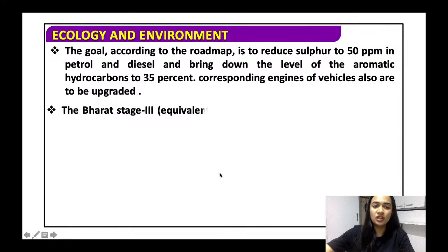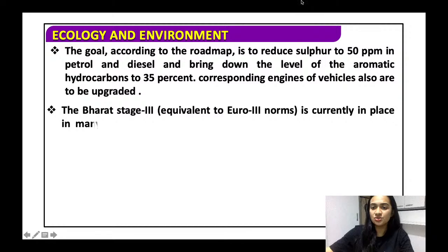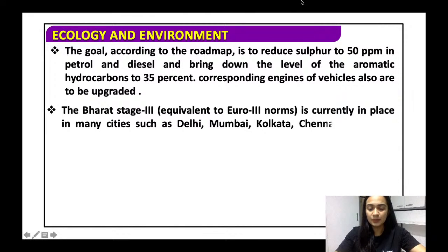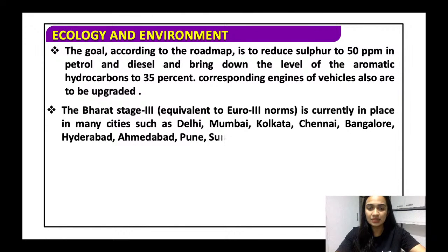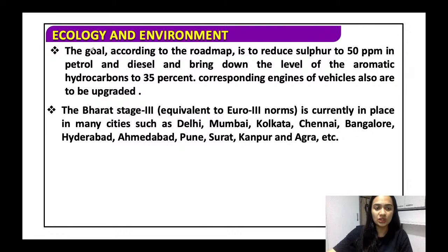Now, the goal according to the roadmap is to reduce sulfur to 50 ppm. ठीक है, तो अब हमें सल्फर कितने में reduce करना है? 50 ppm in petrol. ठीक है, ये हमारा goal है. And in diesel, we have to bring the aromatic hydrocarbon level down to 35%.